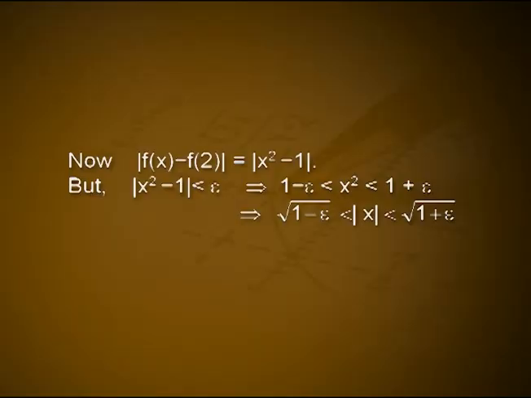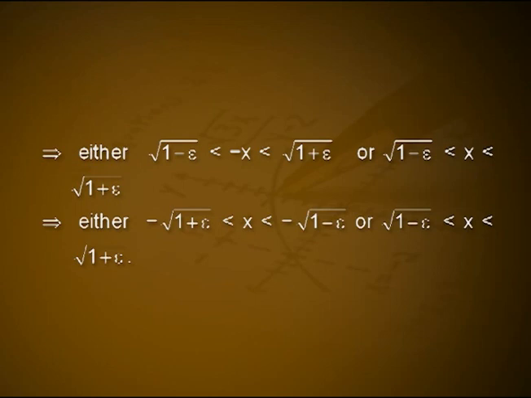Now, |f(x) - f(2)| = |x square - 1|. But |x square - 1| < epsilon implies that 1 - epsilon < x square < 1 + epsilon. This implies that root of (1 - epsilon) < |x| < root of (1 + epsilon). This shows that either root (1 - epsilon) < -x < root (1 + epsilon) or root (1 - epsilon) < x < root (1 + epsilon).